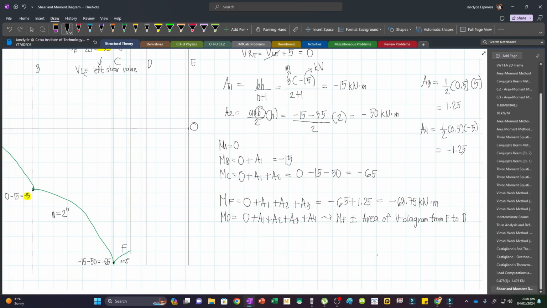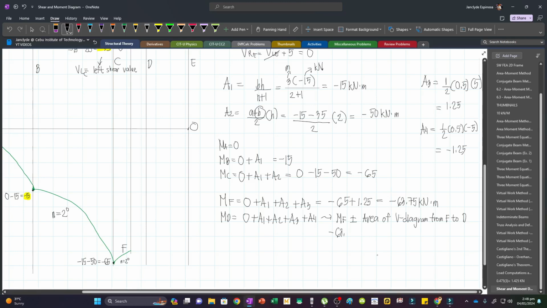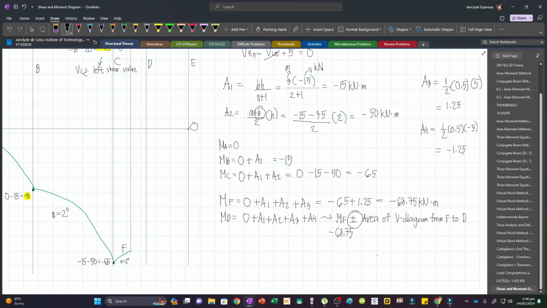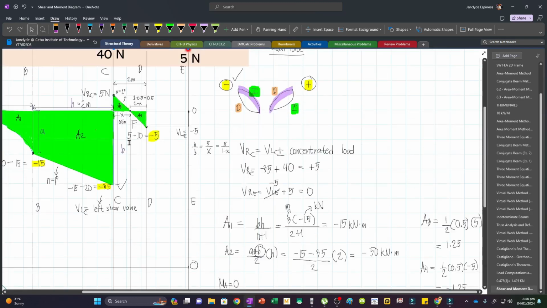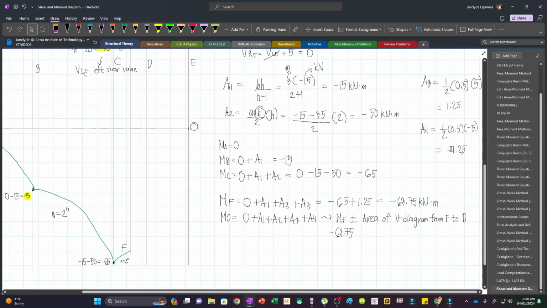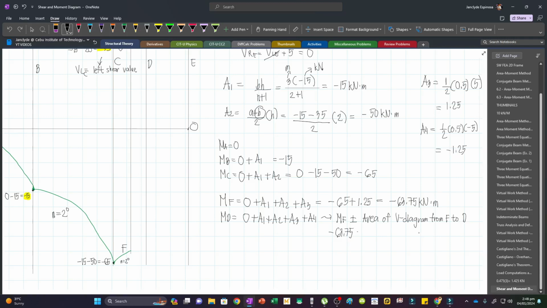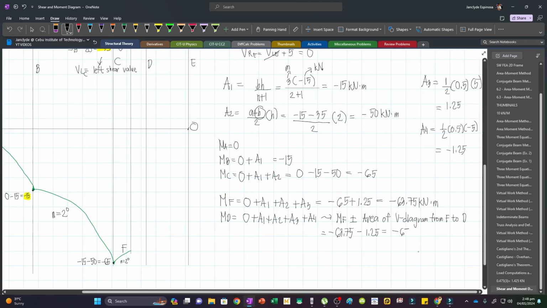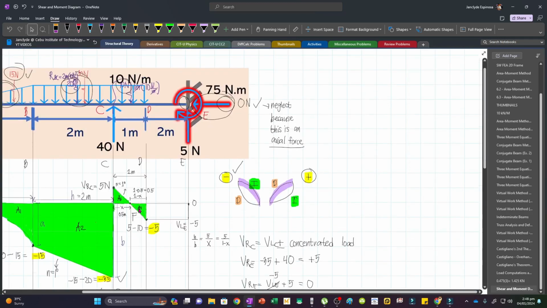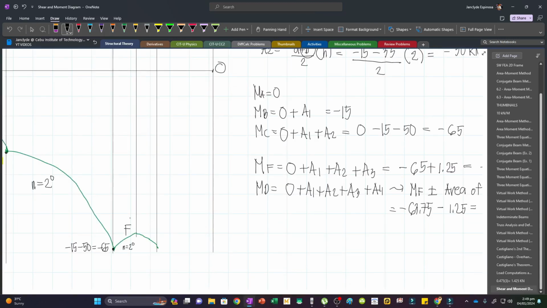And so our MF will be negative 63.75. So negative 63.75, and then plus or minus the area of the shear diagram from F to D. Now that will be this area. So that's minus 1.25, and so this will give us negative 65. And then our connecting line will be negative increasing because this is below the 0 line, and then the magnitude is increasing. So our curve will look like this one. And so let's draw a curved line here, and then this value will be negative 65.